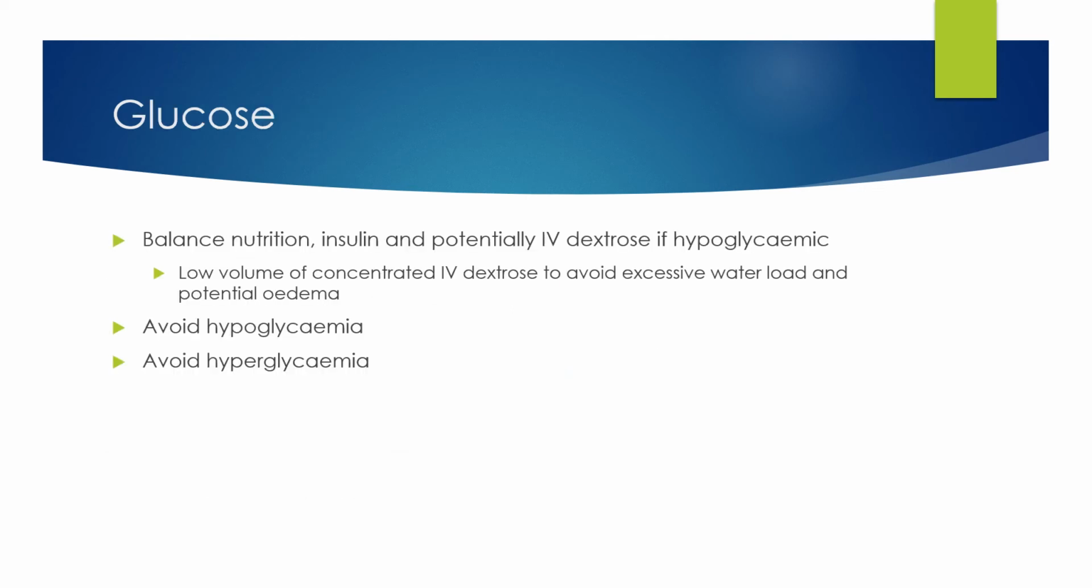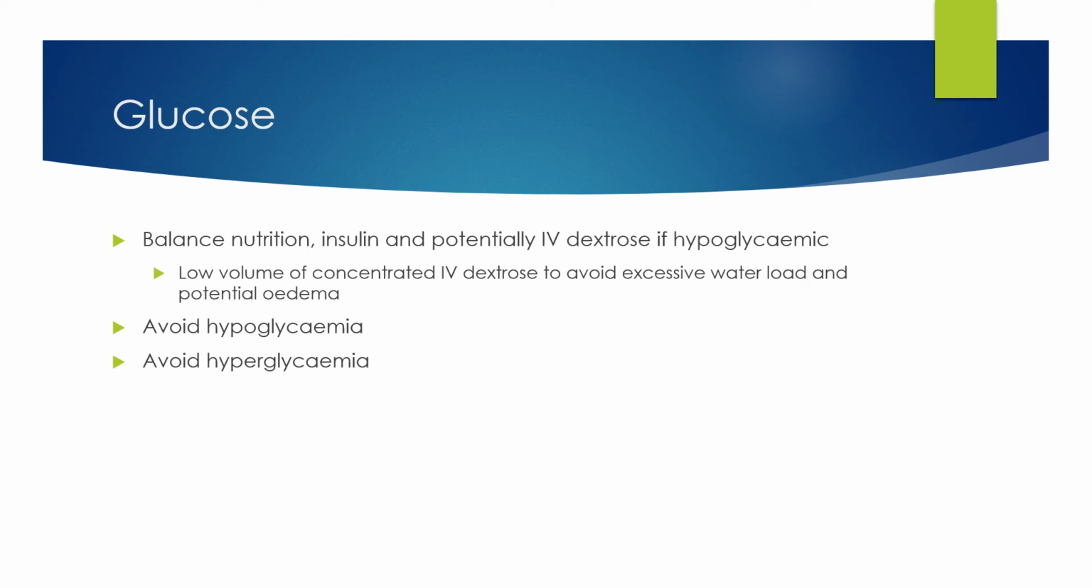For glucose, you're looking to balance nutrition and for your patient potentially insulin as well to get a glucose level between 6 and 10 millimoles per litre. You may potentially need intravenous dextrose if your patient is hypoglycemic. You do not want to expose an injured brain to hypoglycemia and further risk of injury.